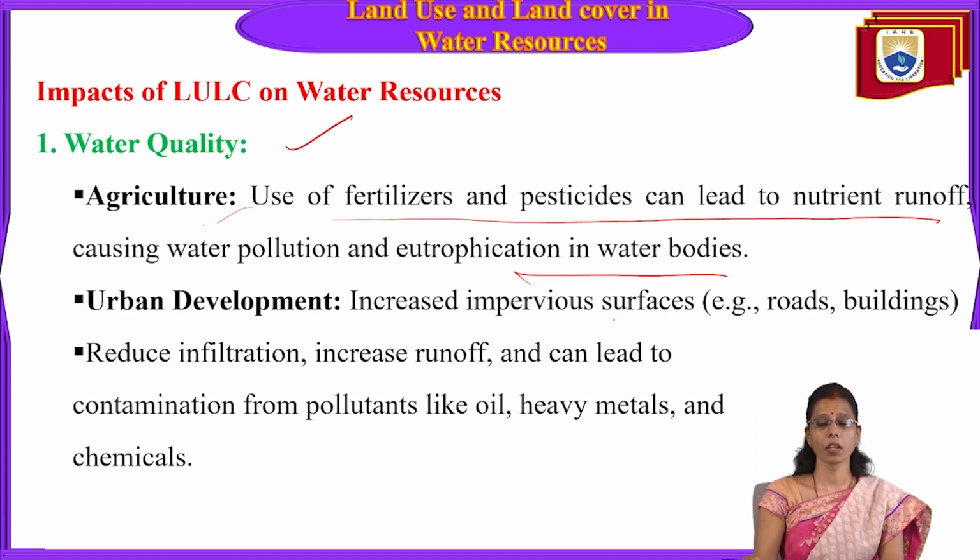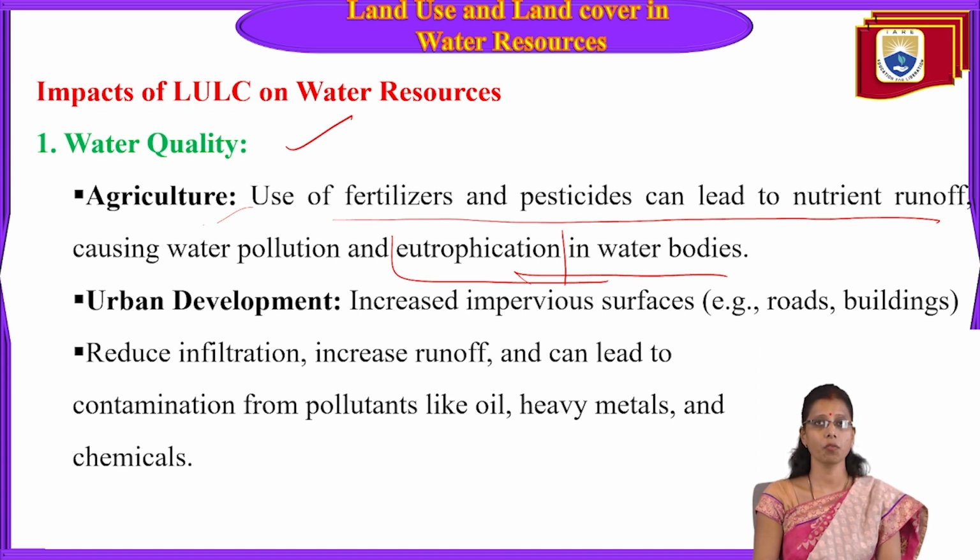It will go to the main water bodies and cause eutrophication. What is eutrophication? Eutrophication is based on the nutrients present in the water. A lot of plants will grow on the surface of the water, and then eutrophication will take place on the surface of the water body.